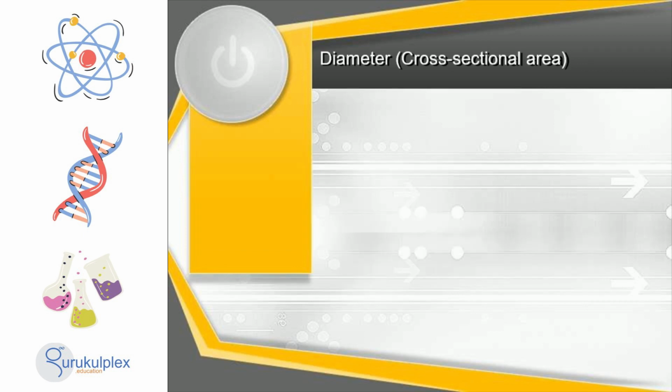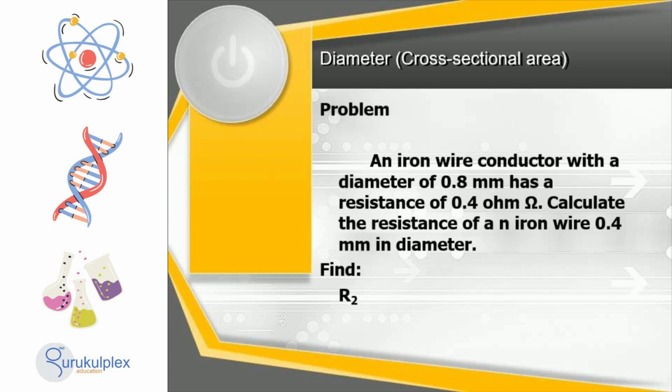The diameter of an iron wire conductor directly affects its resistance. For example, for a wire of 0.8 mm diameter, the resistance is 0.4 ohms (Ω). Thus, to calculate the resistance of a wire of 0.4 mm diameter, we must take the inverse of the proportional relation between the wire diameter and the resistance. This would give the resistance as 0.8 ohms (Ω).